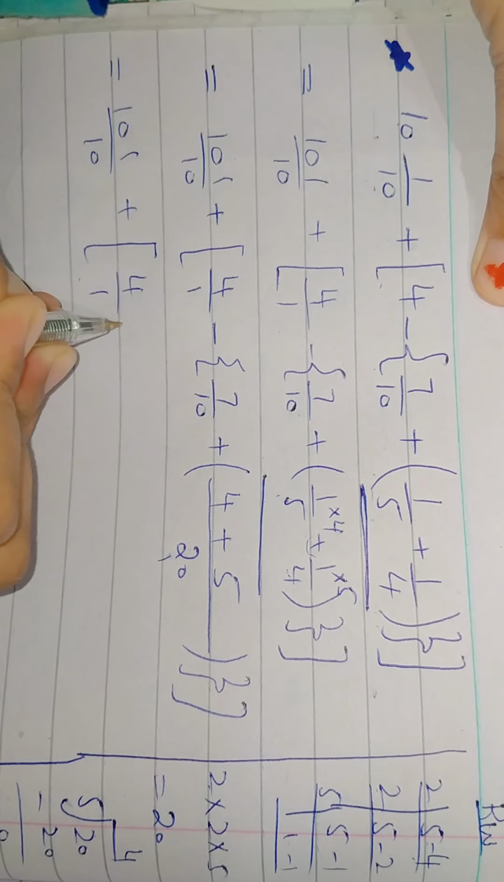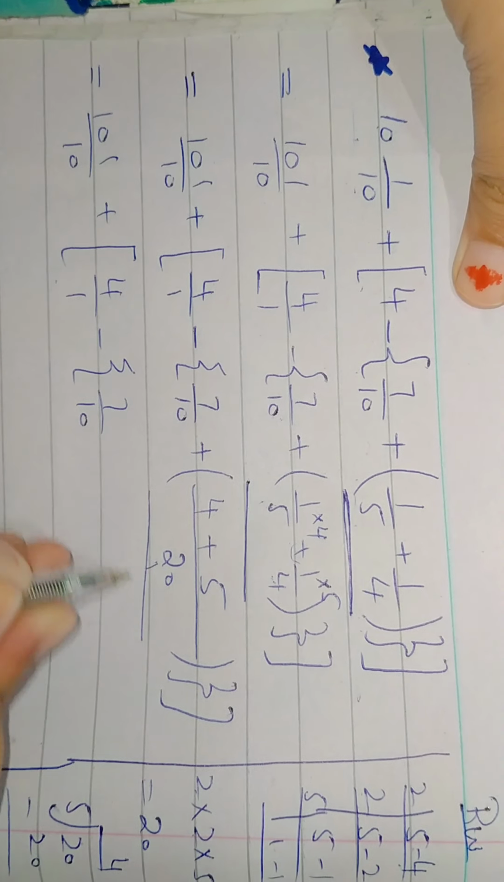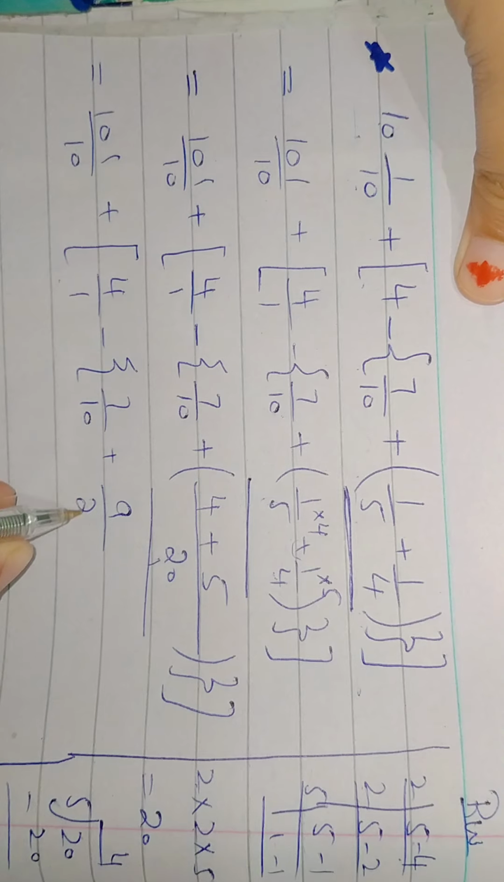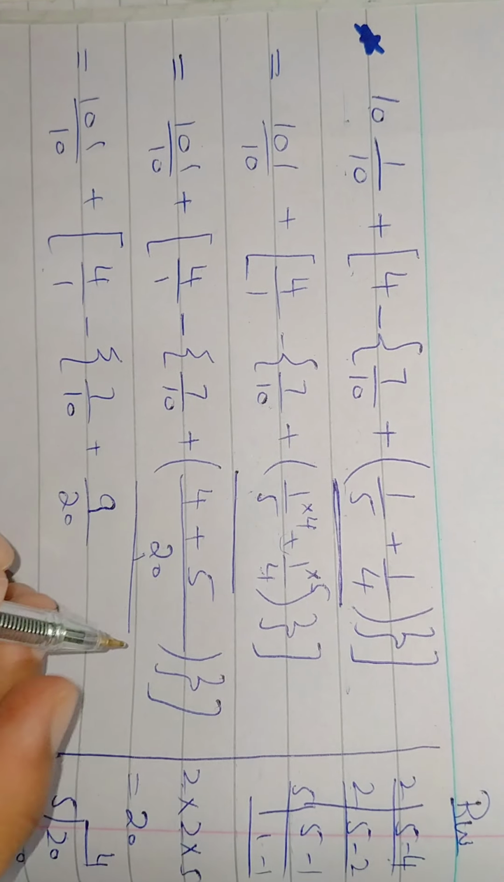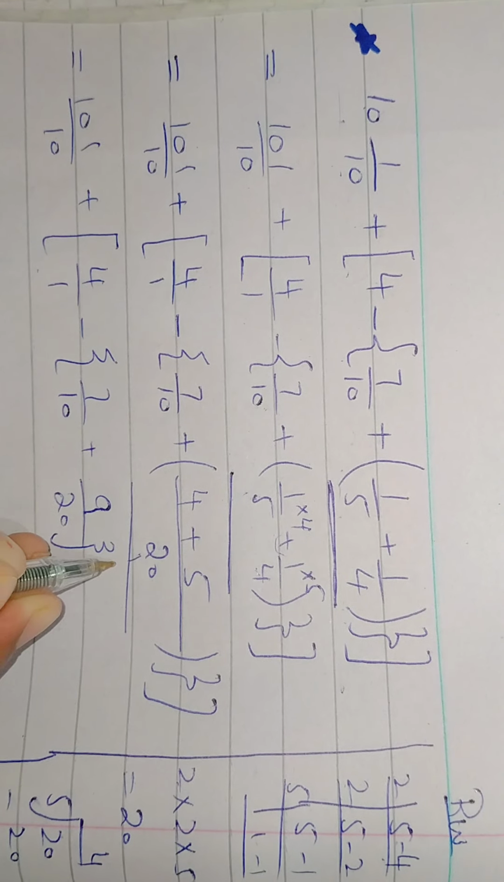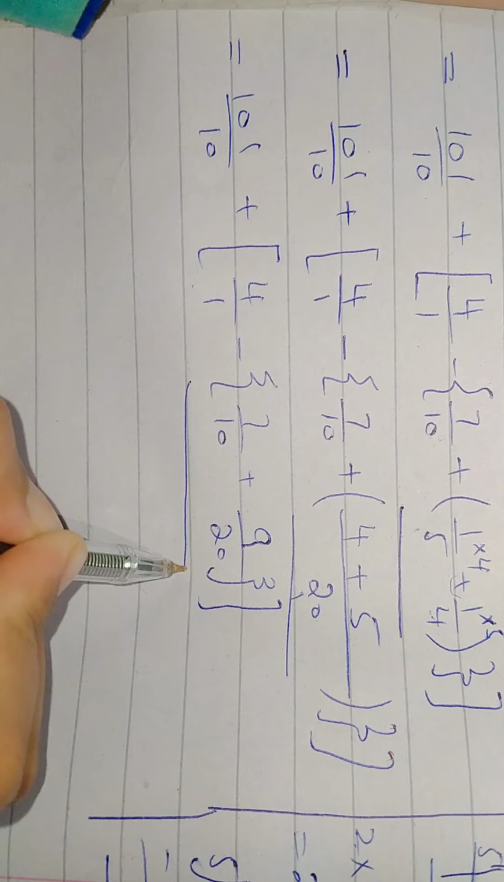Again the rest of the question will remain as it is. We have to solve the round bracket. 5 plus 4, 9 by 20. Now we got one value, so the round bracket will be closed or finished. Now here comes the curly bracket.